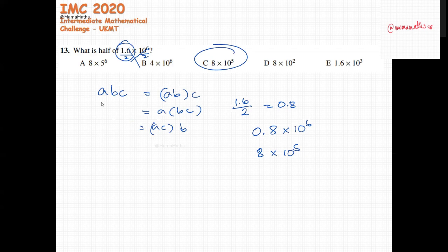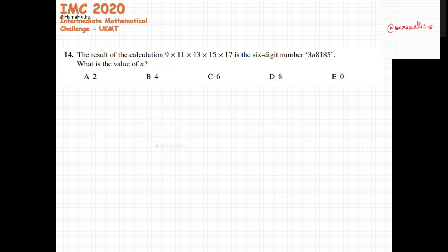Question number 14. The result of the calculation, 9 times 11 times 13 times 15 times 17, is a 6-digit number, 3N8185. What is the value of N? One thing you could do here is multiply all of this, but that's a long process. Remember, this is an Olympiad, so the faster you are, the better.